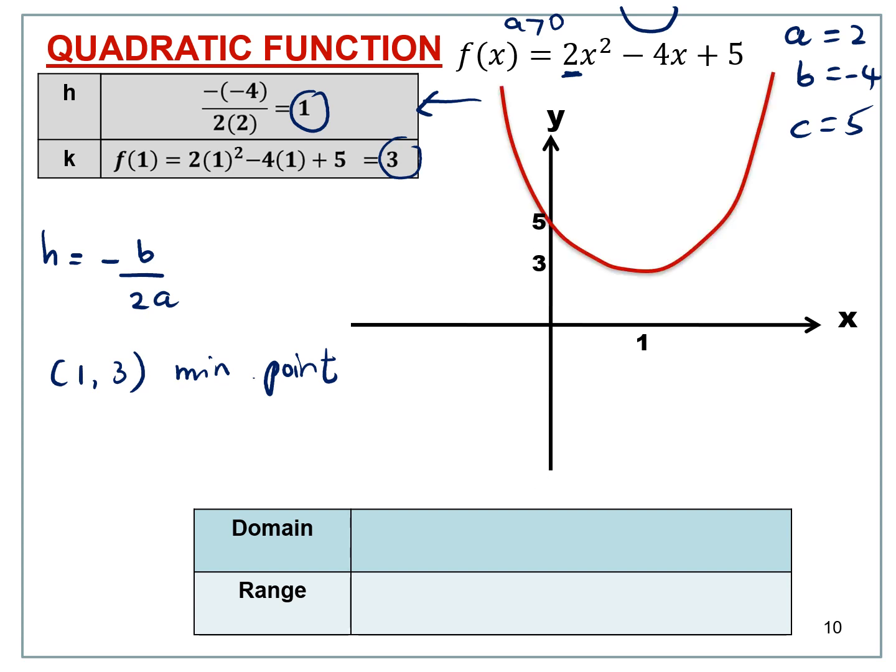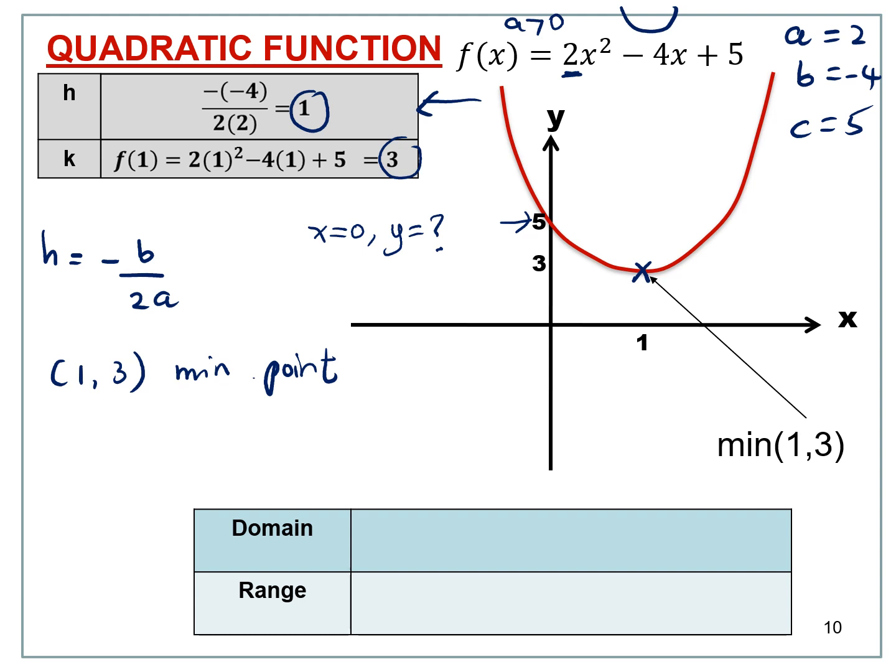Okay, so you get (1, 3) here. It's a minimum point. And then for the y-intercept, you can get it from x = 0. So you get y = what? From f(0), you get 2 times 0 minus 4 times 0 plus 5, so y = 5.